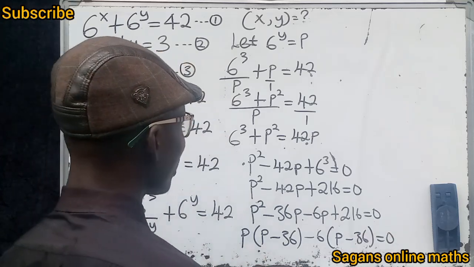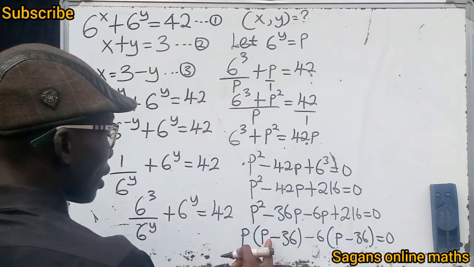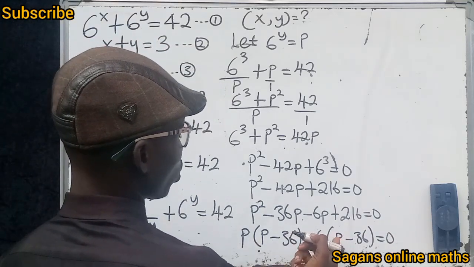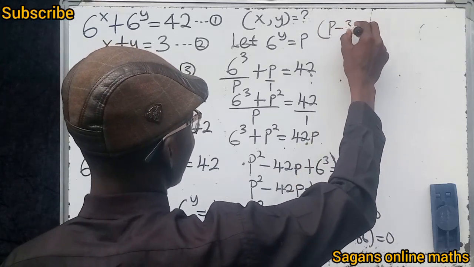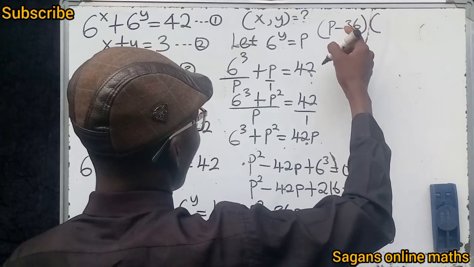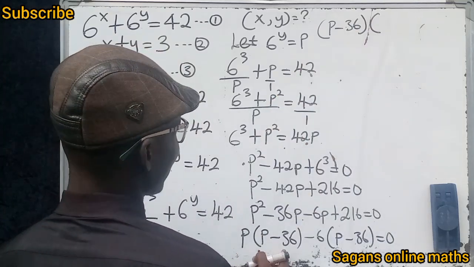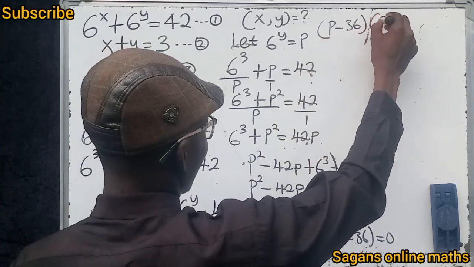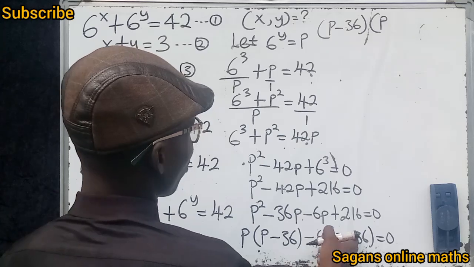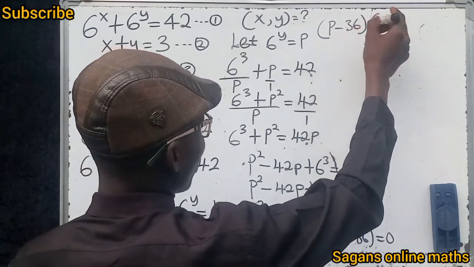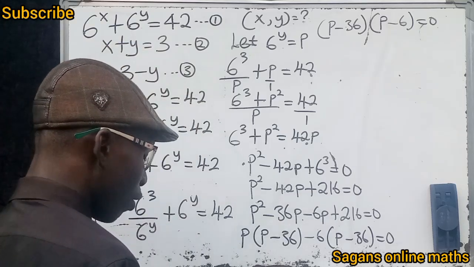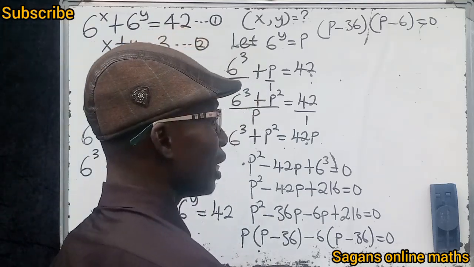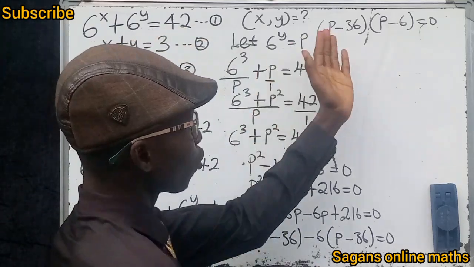Now from here you can also see that something is common. What is common? p minus 36 is here, p minus 36 is here, so they are common. So consider p minus 36 is common, into p times p minus 36 divided by p minus 36 will give us p. Then minus 6 into p minus 36 divided by p minus 36 will give us minus 6. All this equals to 0. Now when the product of two terms is equal to 0, it means that each of them is equal to 0, or both of them are equal to 0.